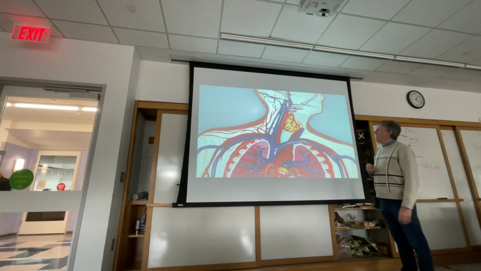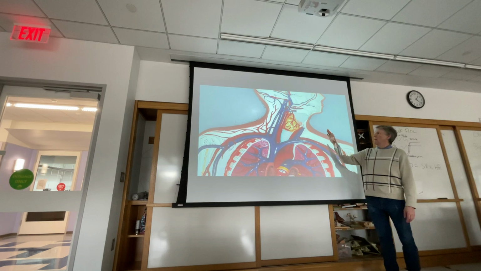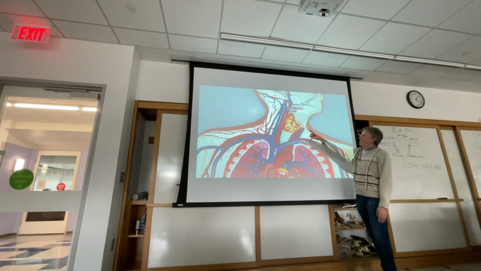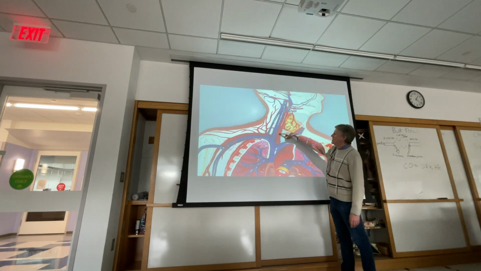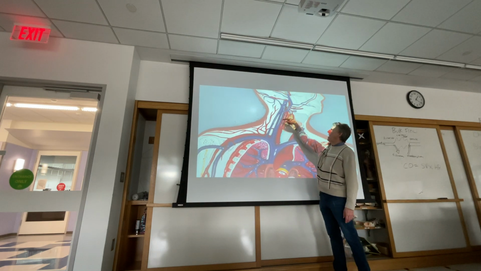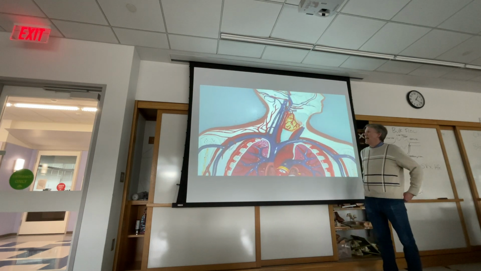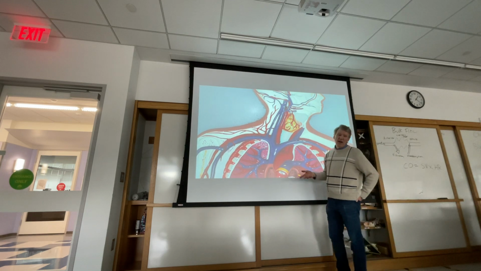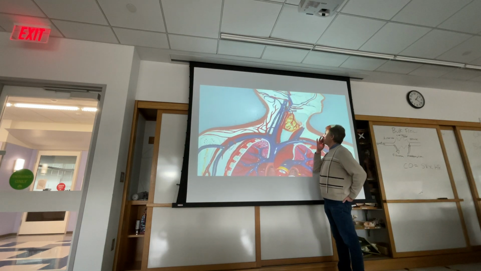So let me follow this around. Now on this model, the head is turned to the left, but you'd basically have the same pattern, so this is the common carotid artery. Right here is roughly where you'd have the carotid sinus, and that's where you'd have some of those baroreceptors.